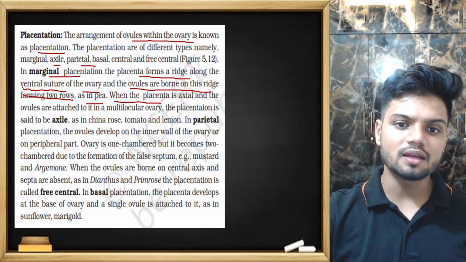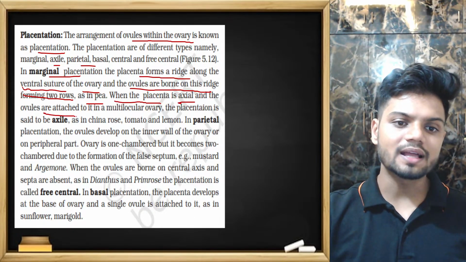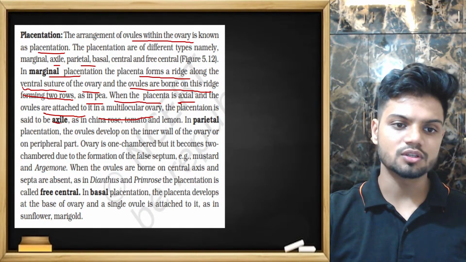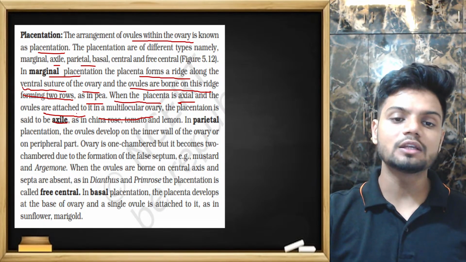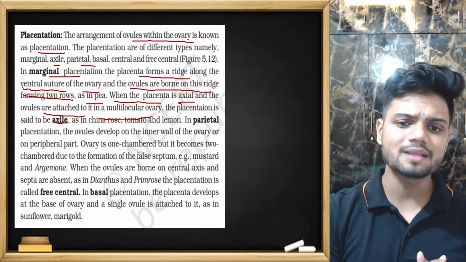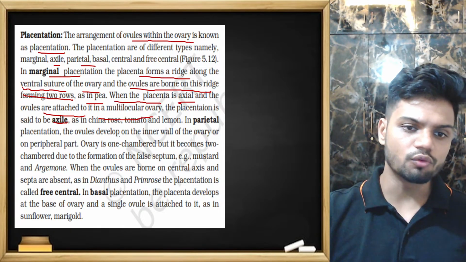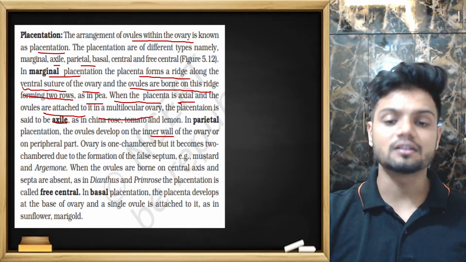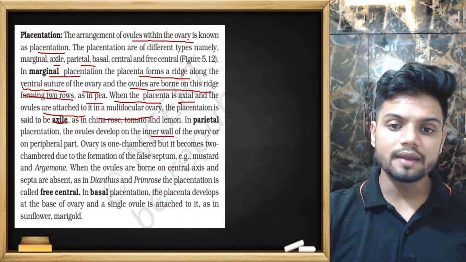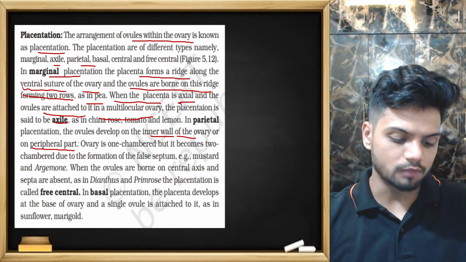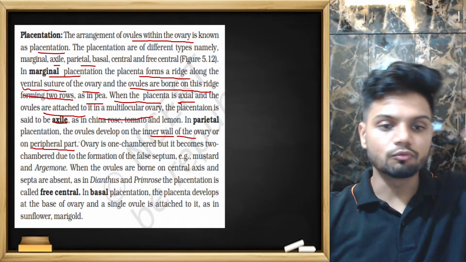When the placenta is axial and the ovules are attached in it to make it a multilocular ovary, it is called axial placentation. So in axial placentation, the ovary is multilocular, and the placenta is axial, that is in the middle. In parietal placentation, the ovules are developed at the inner wall, the peripheral part of the ovary. Periphery means outer wall.